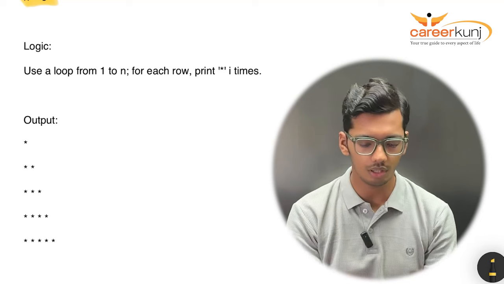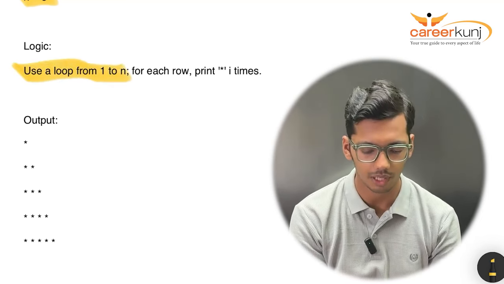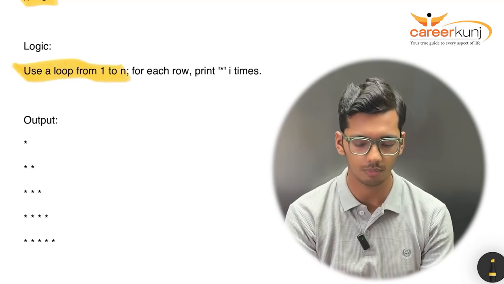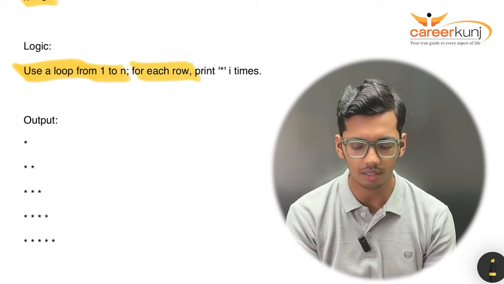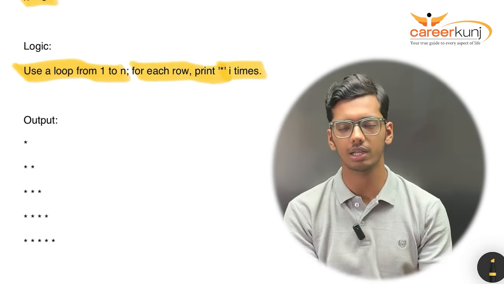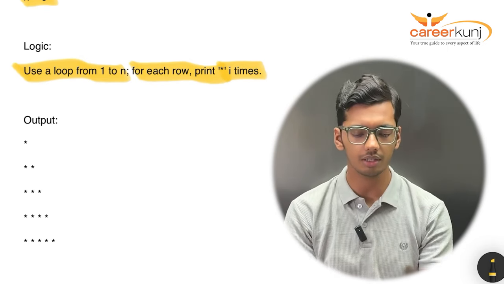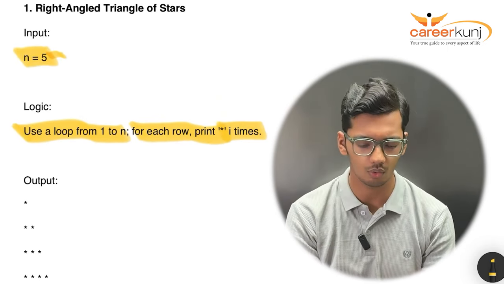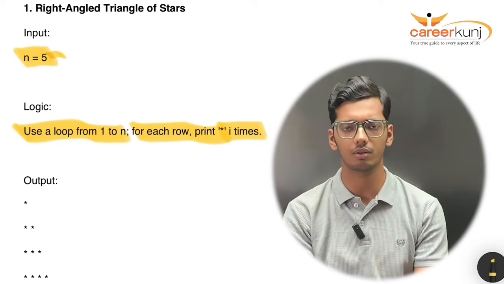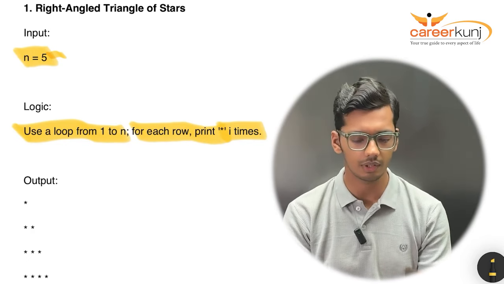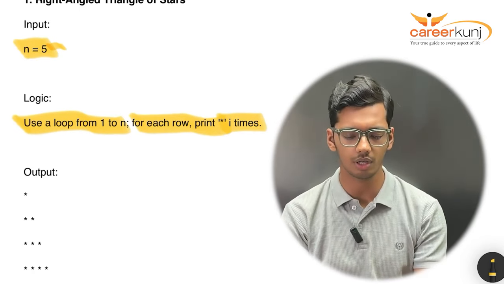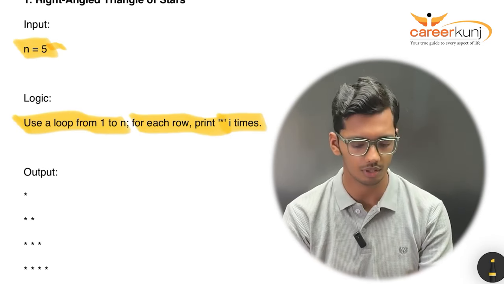Alright. Now let's know about the logic. We'll first use a loop from 1 to n. N is nothing but 5, which we have taken as input. For each row, we'll print star i times. Now what exactly is i? This will be defined in our loop. This n can be different also. You can use n as 3, 6, 7, 8, whatever. Even they can test it with anything, but considering it's your interview, you can use n equal to 5 for any pattern based questions.